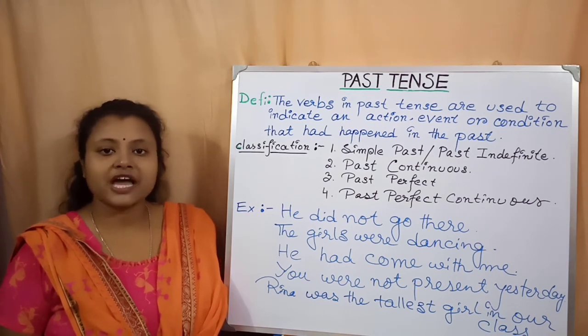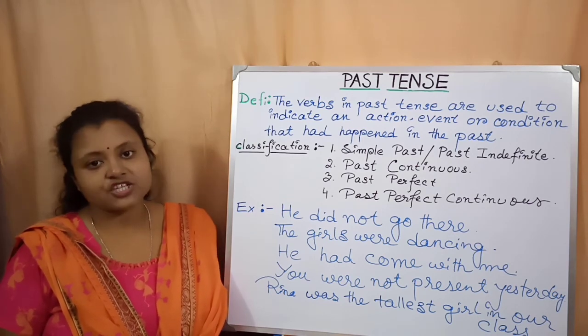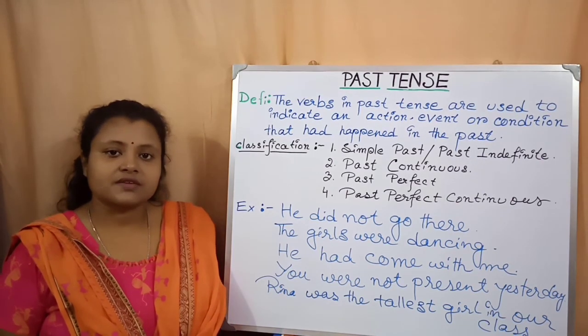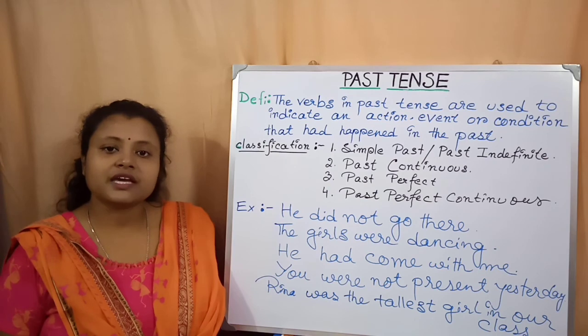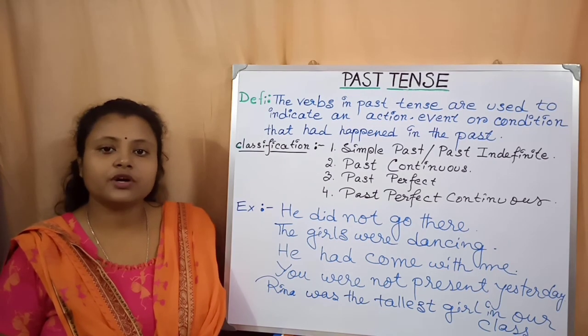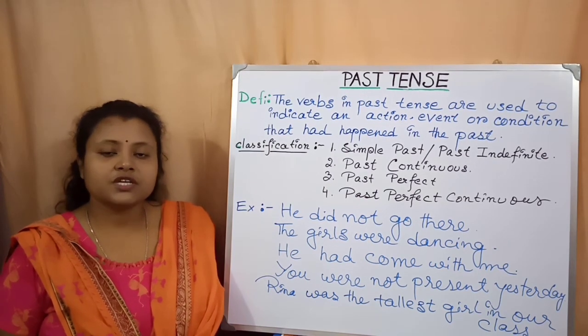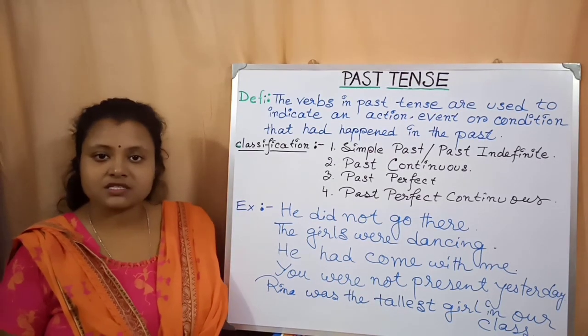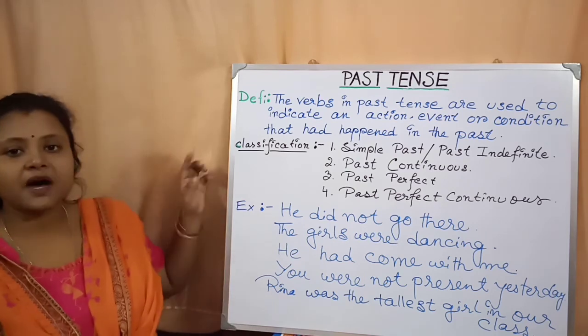Tense refers to the time of action or when the action is done. There are three tenses. First one is past tense, second one is present tense, and the third one is future tense. Today, we will discuss past tense. I will discuss past tense with you. So what is past tense?